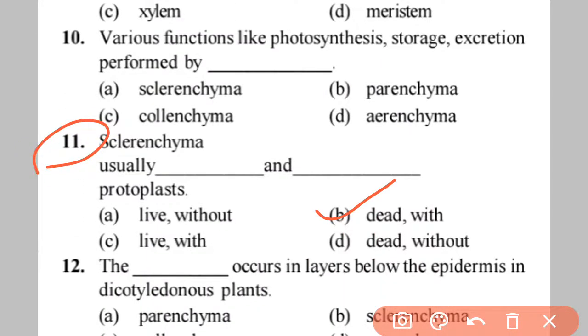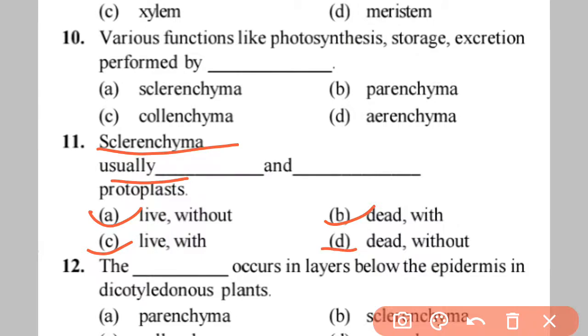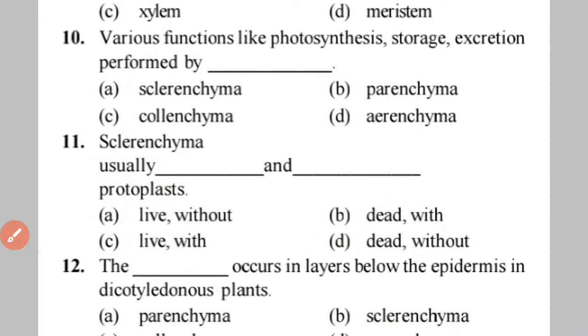Question number 11 is, sclerenchyma is usually dash and dash protoplast. So live without, dead with, live with, or dead without. So it is basically dead without. Okay, sclerenchyma is usually dead and without protoplast. So option D is correct. Let's move on to the next question.